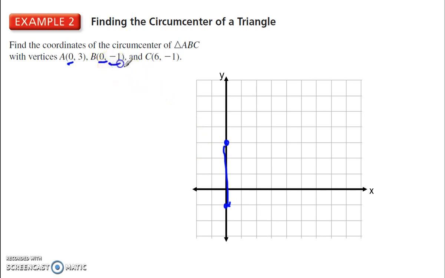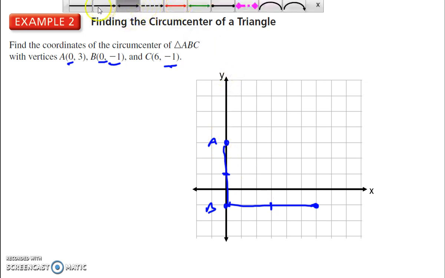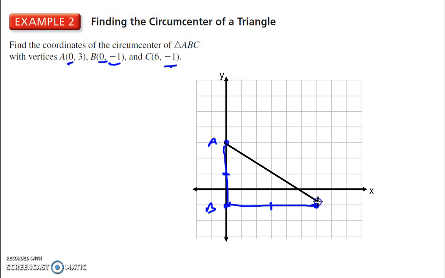And then here the y values are the same, so that would be a horizontal line. So there was A, B, and then C is (6, -1). So there's a horizontal line. It's really easy to find the midpoint of horizontal or vertical lines because you just find the middle between the two. This line is 4 units, so we find the middle between the two, and then connect the outsides like so.